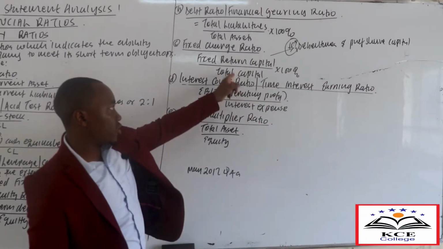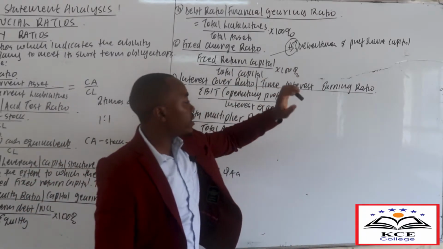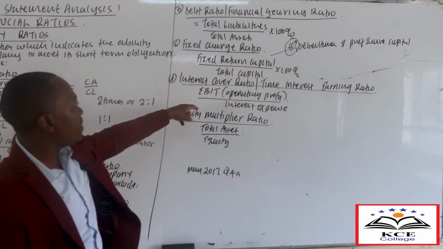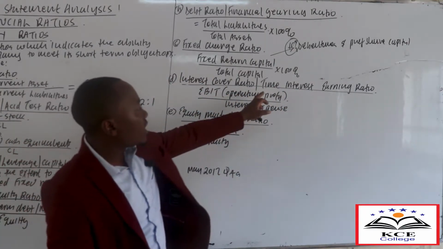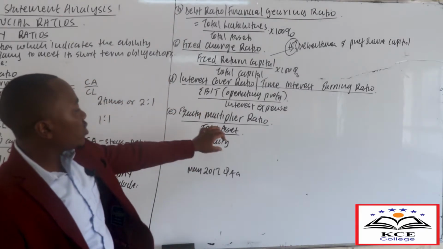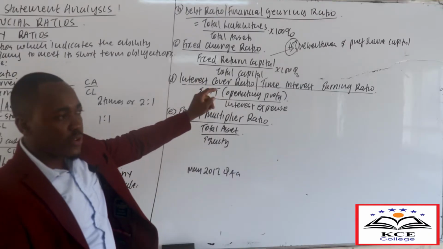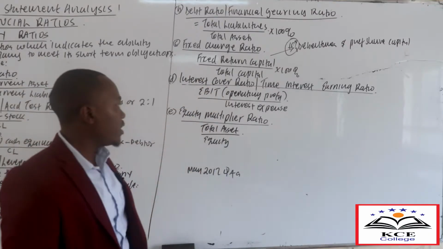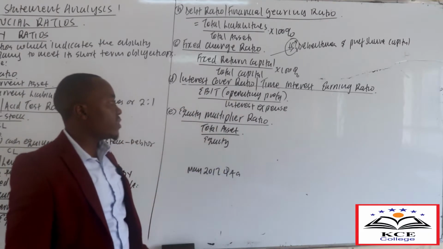Then you divide by the total capital. Then you multiply by 100%. Then number D, we have the interest cover ratio, also known as the time interest ratio. Now, how do you determine the interest cover ratio? You take the EBIT, earnings before interest and tax, also known as the operating profit. Then you divide by the interest expense.